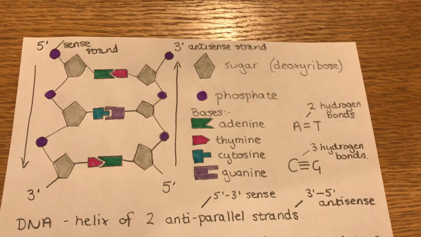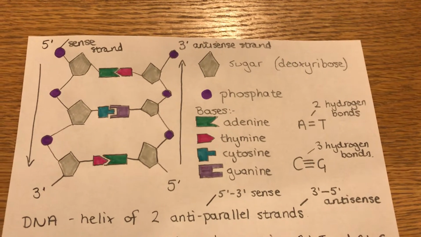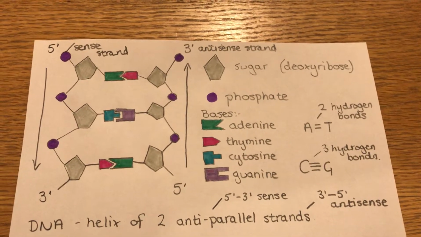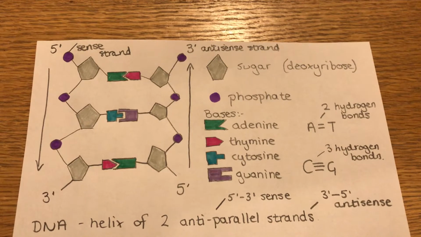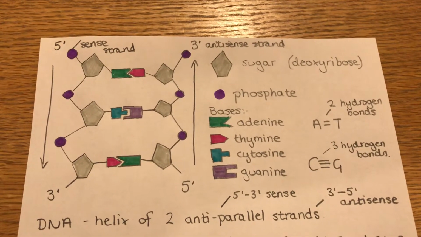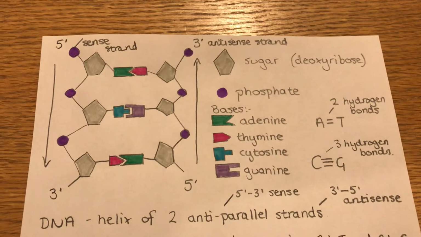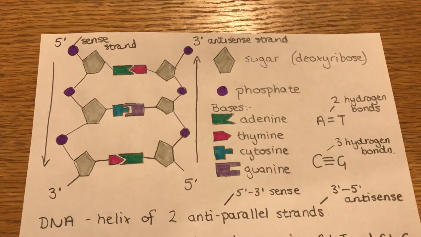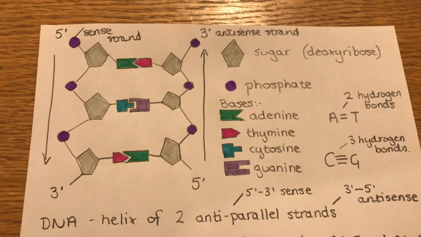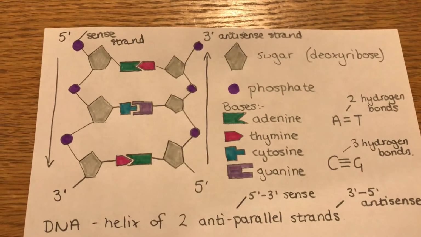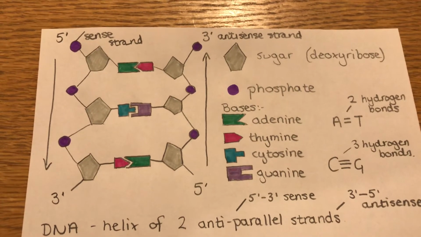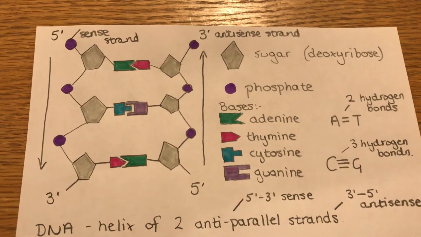So, DNA is made up of two anti-parallel strands. One runs from 5' to 3' and is called the sense strand. The other one runs from 5' to 3' but in the opposite direction and is called the antisense strand. Both strands of DNA have a sugar phosphate backbone made up of a phosphate and a deoxyribose, which is a 5-carbon sugar. These then are each bonded to a base, otherwise known as a nucleotide.